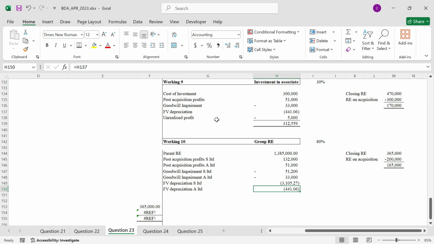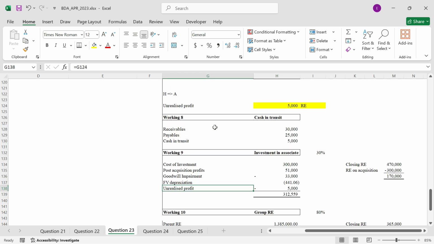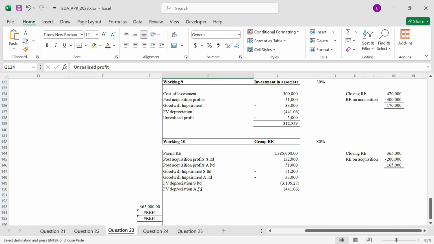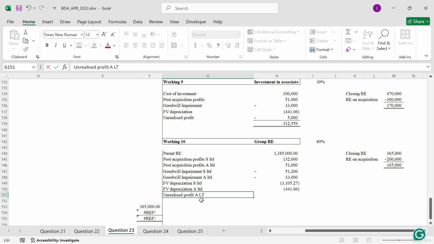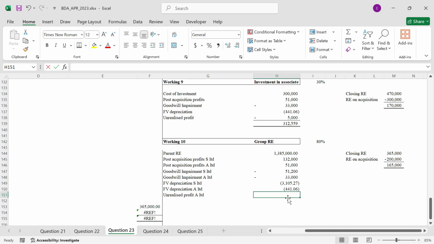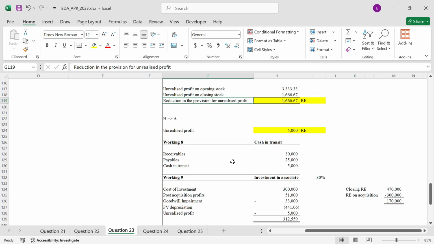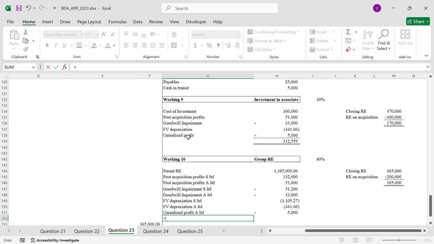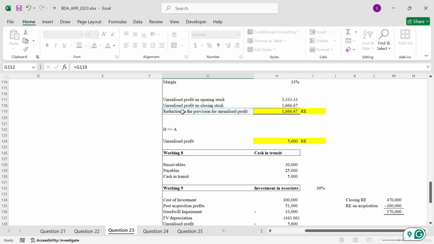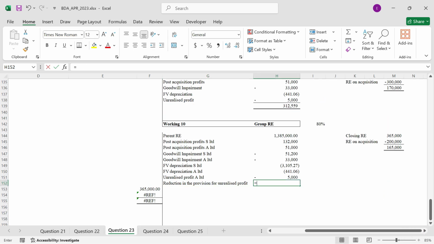Then beyond that, I have the unrealized profit in A limited, which I have as 5,000. But then I also have my reduction in the provision for unrealized profit, which in this case will be a positive value. So this will be 80% of that reduction.